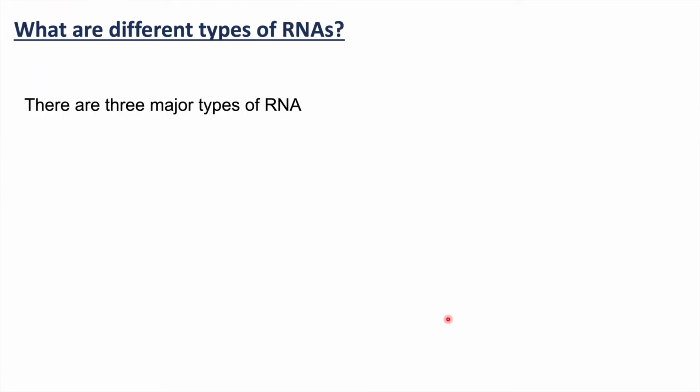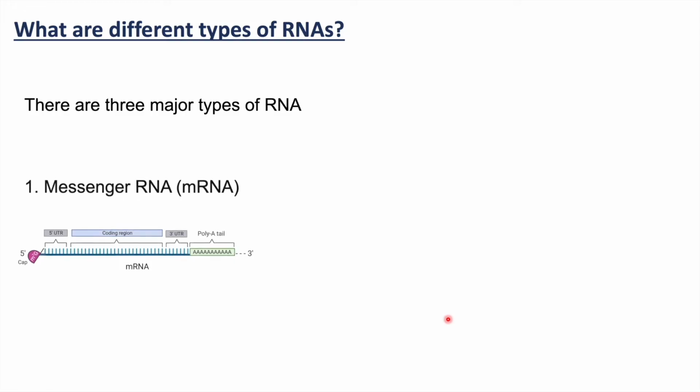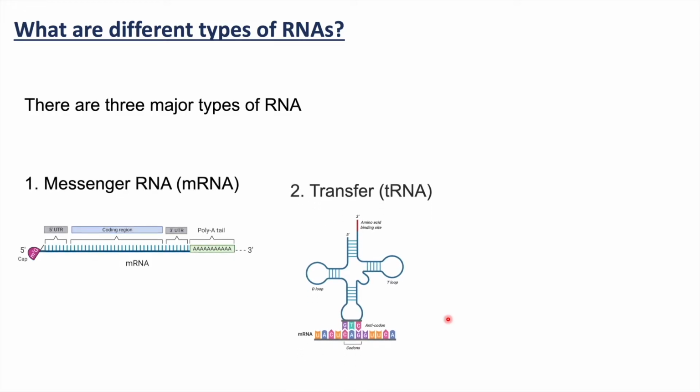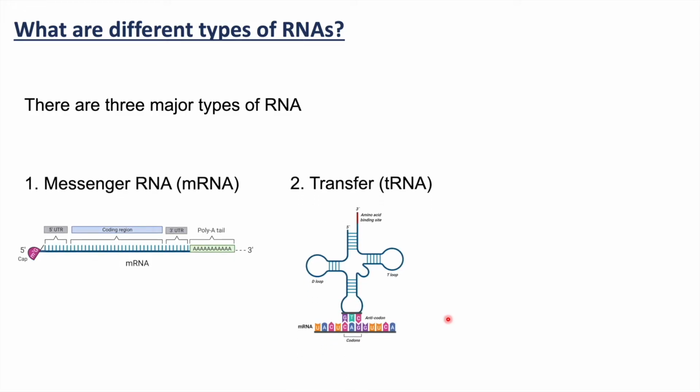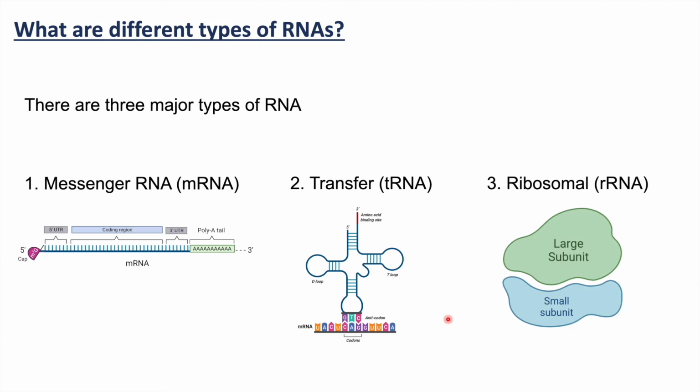So now there are three major types of RNAs. First is messenger RNA, second is transfer RNA, and third is ribosomal RNA. So we're going to talk about each individual RNA in detail. So now let's first talk about messenger RNA.